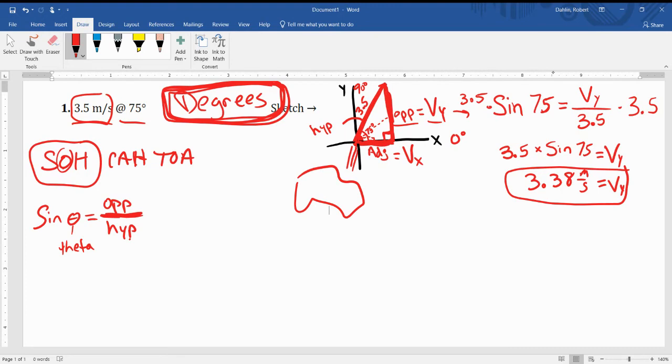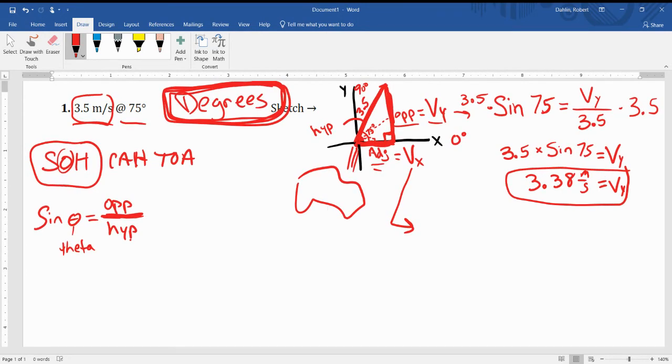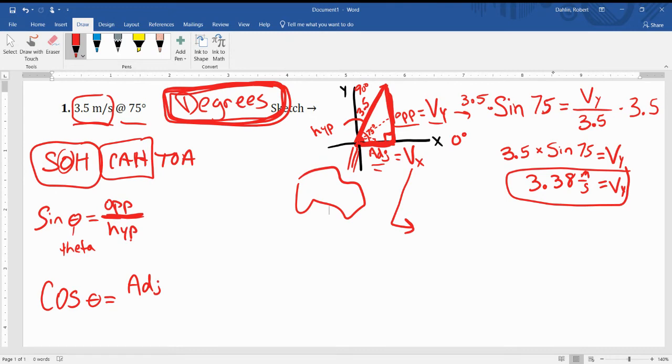Now we do the same thing for Vx, except Vx here is talking about the adjacent side. So we go back to SOH CAH TOA. What part of SOH CAH TOA is talking about the adjacent side of the triangle? That's the CA. C stands for cosine of our angle, theta, equals the adjacent side, A, divided by H, the hypotenuse. Remember, if you don't remember these equations, they're on your equation sheet, so you really don't have any excuse there.